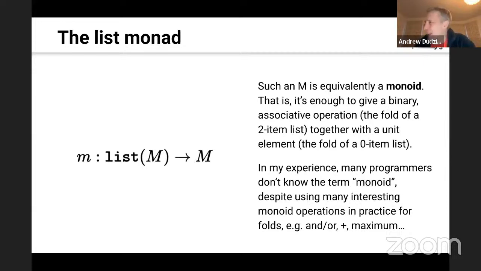I think this is an interesting example because my experience has been that a lot of programmers don't know the term monoid, but most of them know a lot of interesting monoids because they're constantly folding lists. So, one example would be, return true if one Boolean in this list is true, otherwise return false, right? That corresponds to folding with a 2-element monoid, addition, maximum, and so on. So chances are something that you're using to fold lists is a monoid. It is a list algebra.